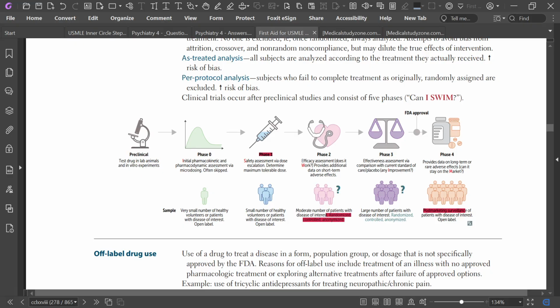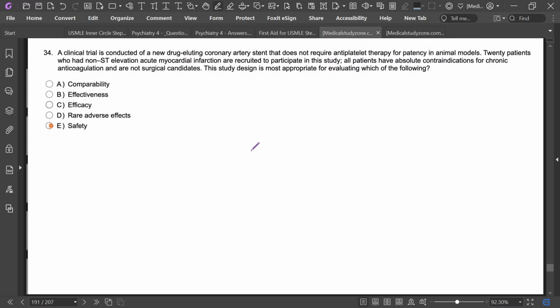So now I think that we can get it. So how can I find that this is phase one? Well, we have a small number, it's 20 patients only.